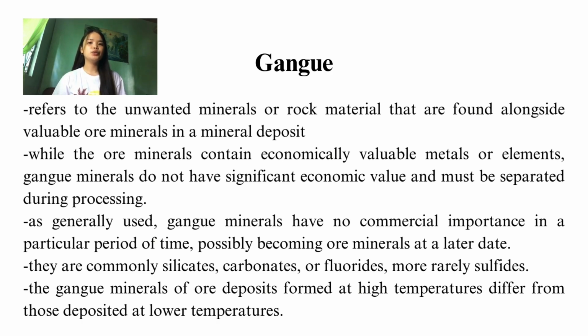As generally used, gangue minerals have no commercial importance in a particular period of time, possibly becoming ore minerals at a later date. They are commonly silicates, carbonates or fluorides, and more rarely sulfides. The gangue minerals of ore deposits formed at high temperatures differ from those deposited at lower temperatures.